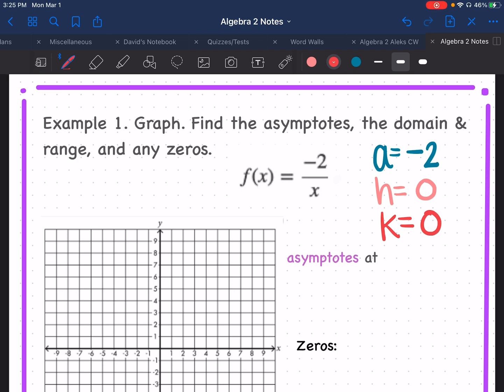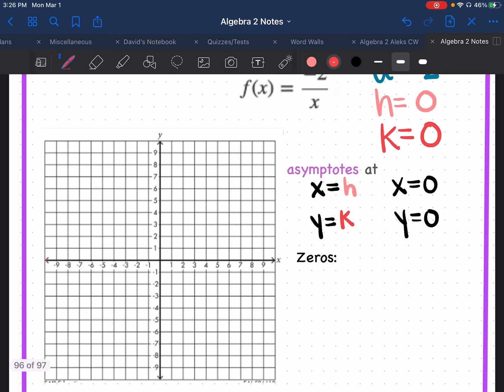I need to go ahead and do this because now I know where my asymptotes are. I know that I have an asymptote at x equals h, so I've got one at x equals 0. And I know I have one at y equals k, so y equals 0. If I were to graph them, y equals 0 would be right here. And you actually are going to have to graph them in ALEKS.